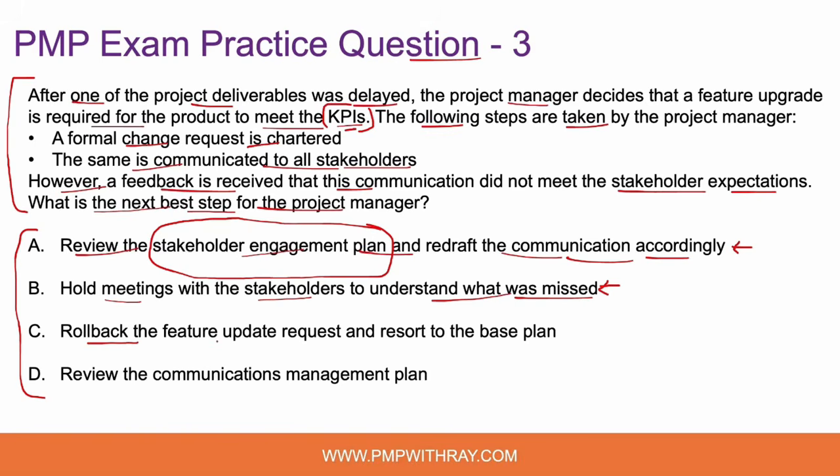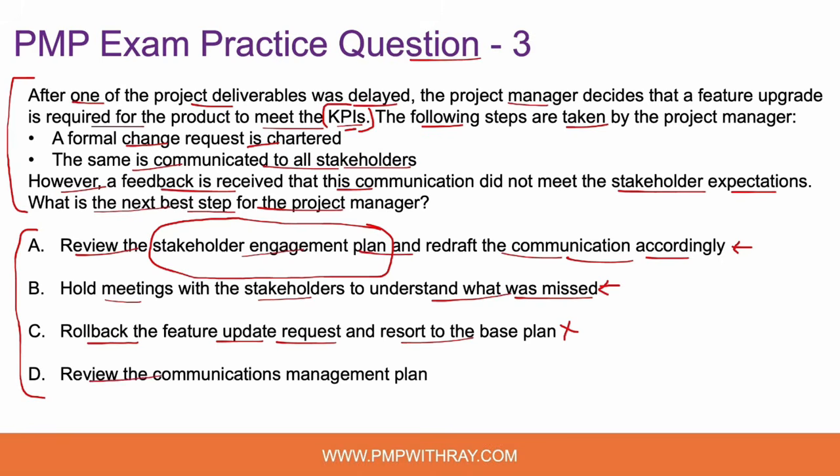Option C, roll back the feature upgrade request and resort to the base plan. This is incorrect because this basically means that you don't have any credibility as a project manager, because once you have decided that something needs to be done to salvage the delay or to improve the project KPI, now you are rolling it back because some of your stakeholders have expressed concerns regarding the way this has been communicated to them. That gives an impression that you are a project manager who is not confident about the decision that is being taken in a project. So you do not want to convey that kind of a picture to your stakeholders. So option C is ruled out straight away.